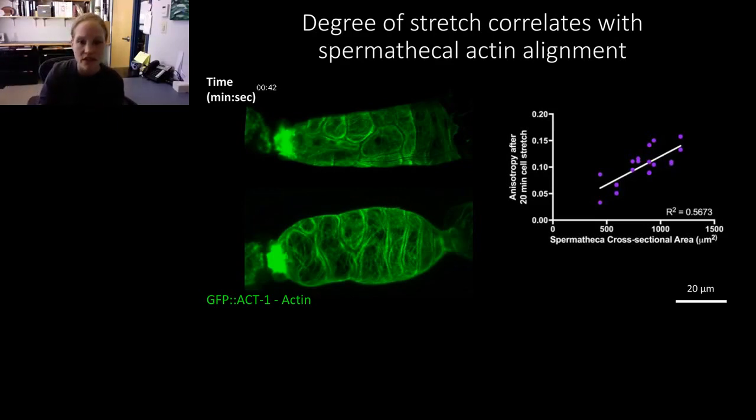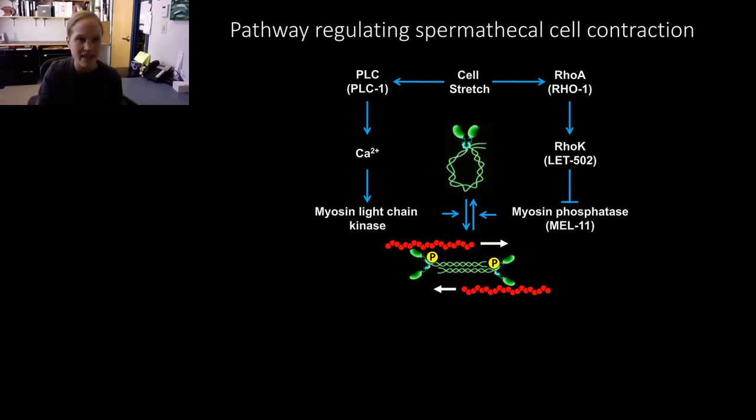And you can see in this graph across multiple animals that there's a correlation between the Spermatheca which were stretched more, and those that became more organized. And so our hypothesis for this is that something about cell stretch is actually increasing contractility. So cell stretch itself isn't responsible for aligning the network, but is perhaps modulating the amount of active myosin and therefore the amount of contraction.